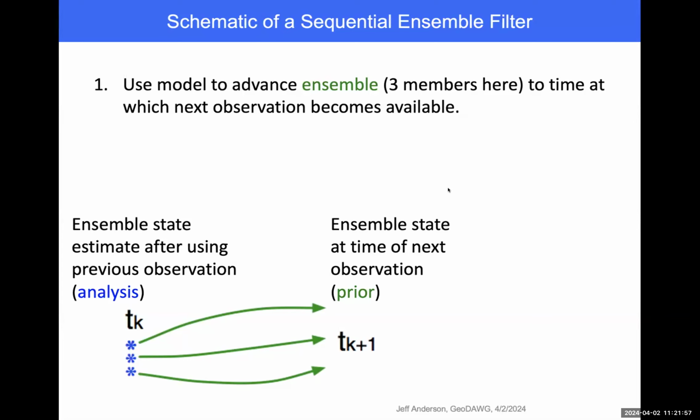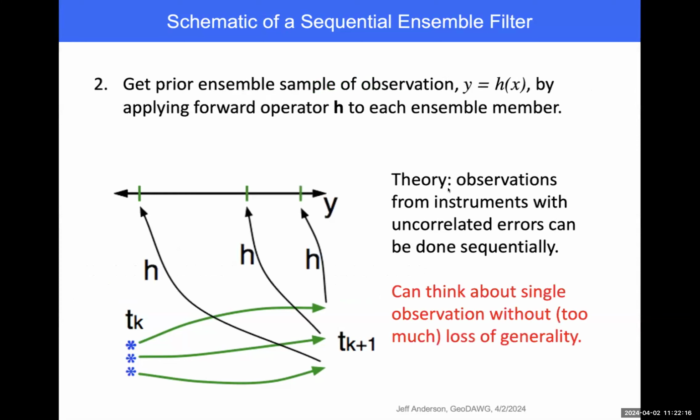So the first step is to make a forecast from our analysis at the previous time to time t sub k plus 1, where I have new observations that I want to assimilate. And so I get in this cartoon a 3-member ensemble prior estimate of the model state at time t sub k plus 1. Now, it turns out that without loss of generality, in fact, an identical solution, you can assimilate the observations one at a time as long as they do not have a correlated observation error. And there are solutions to that correlated problem, but let's not worry about that today.